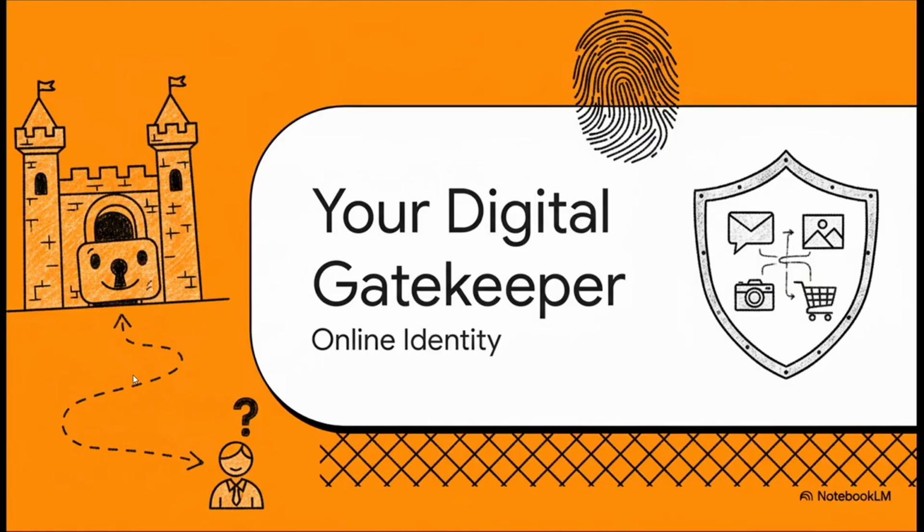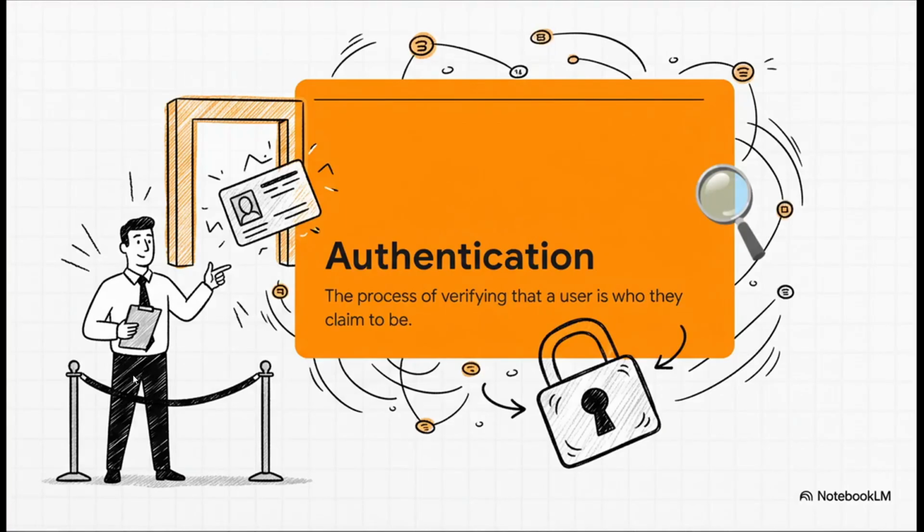You know, when you boil it all down, every single website and app has to act as a kind of digital gatekeeper. Before it can let you in to see your private messages or your photos or even your shopping cart, it has to be absolutely sure who you are. This is the core problem of identity on the internet. And the solution to that problem is a process called authentication.